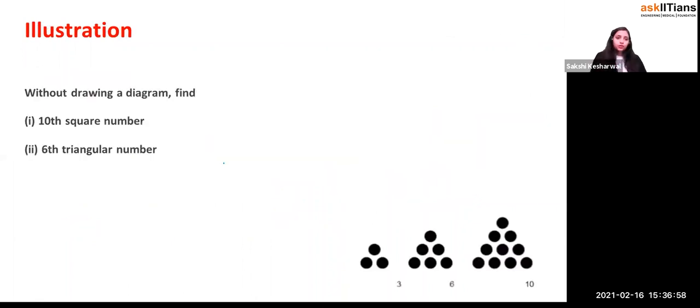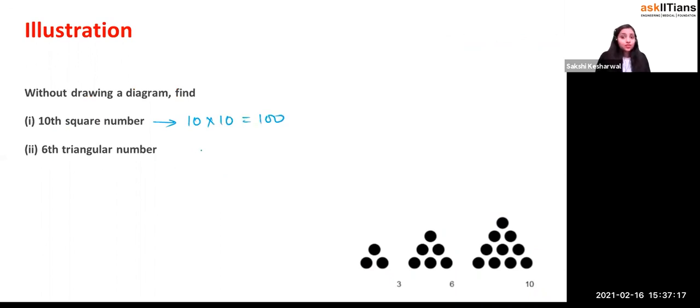Now let's do the questions on this. Without drawing the diagram, find the 10th square. So the 10th square will be how much? 1 square is 1, 2 square is 4, 3 square is 9, 4 square is 16, 5 square is 25. So this is 10 into 10, which equals 100, right?